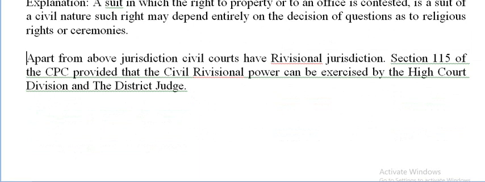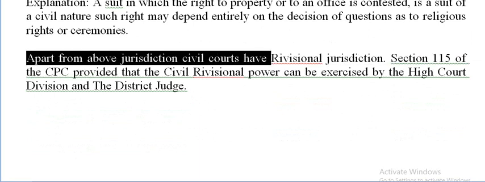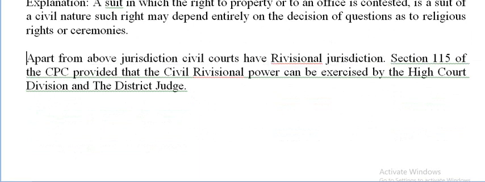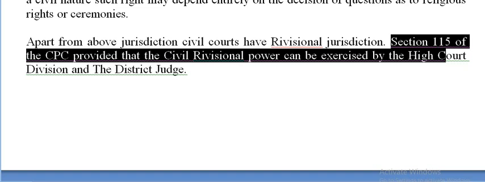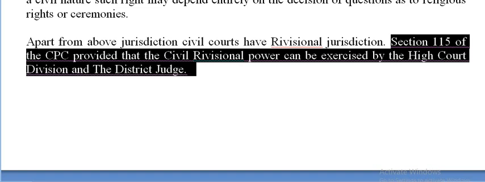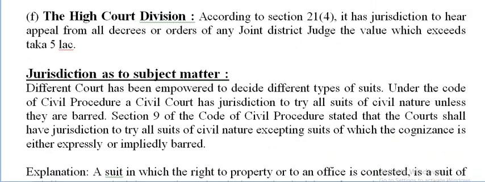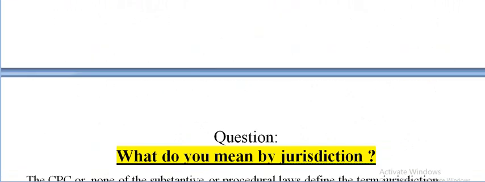Okay. Apart from the above jurisdiction, civil courts have a revisional jurisdiction. So from this line we understand that civil courts also have revisional jurisdiction. Section 115 of the CPC provides that the civil revisional power can be exercised by the High Court division and the district judge. So only two courts can exercise revisional power. These are the High Court division and the district judge. So that's all about jurisdiction.